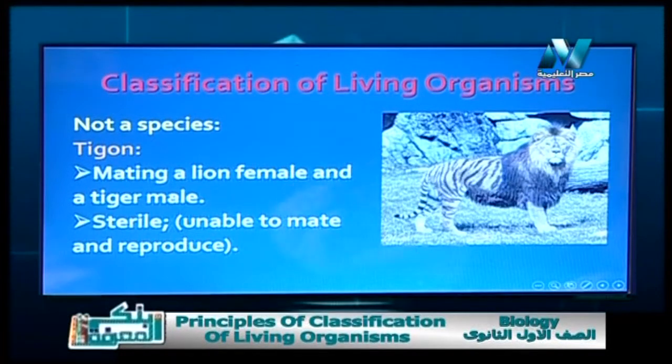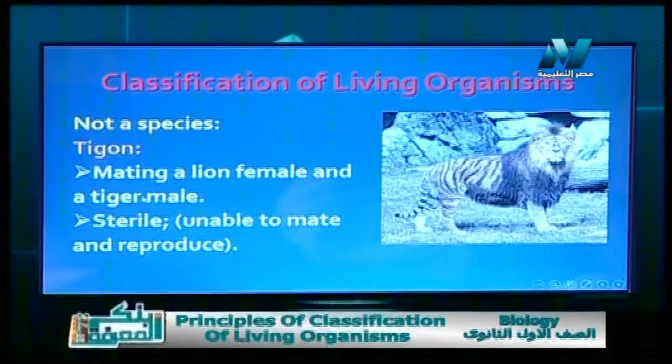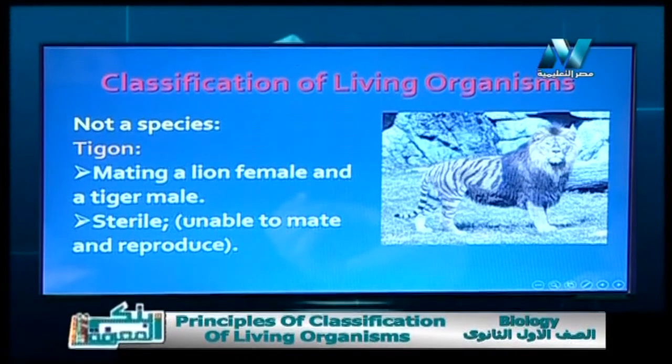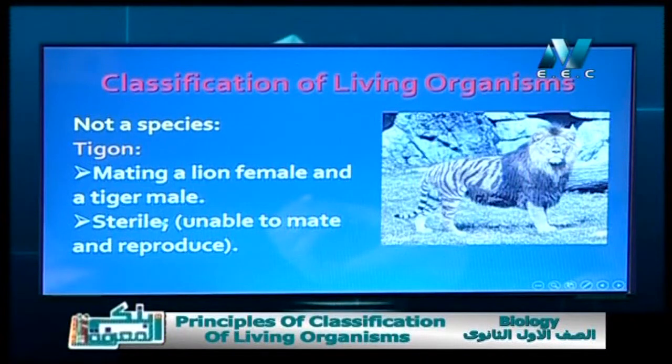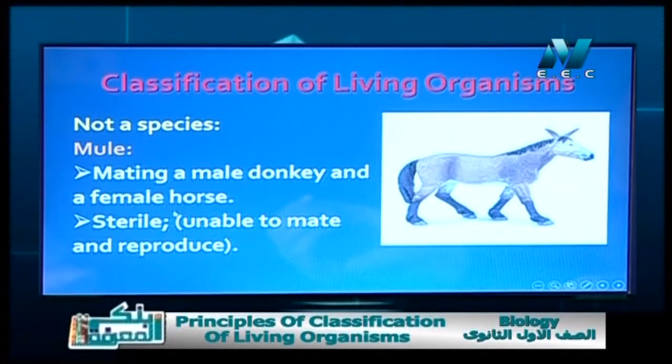And in this part we have a give reason question. Why is the tigon not considered a species? This is because it is a sterile organism and cannot reproduce. We have another example.